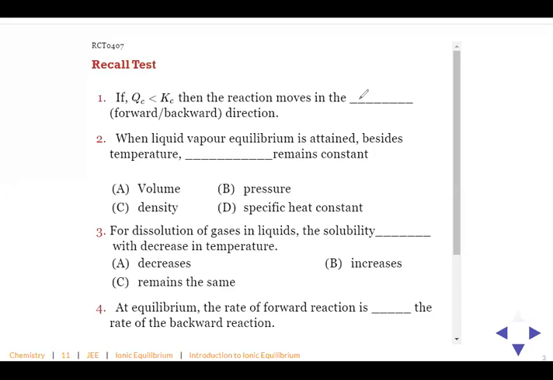So I'll just write what most of you said. Most of you said forward. Question number 2: when liquid-vapor equilibrium is attained, besides temperature, what remains constant? Most of you are saying pressure, some are saying volume also. So the answer is either volume or pressure, that's what you guys are saying. Okay, next, the third one.